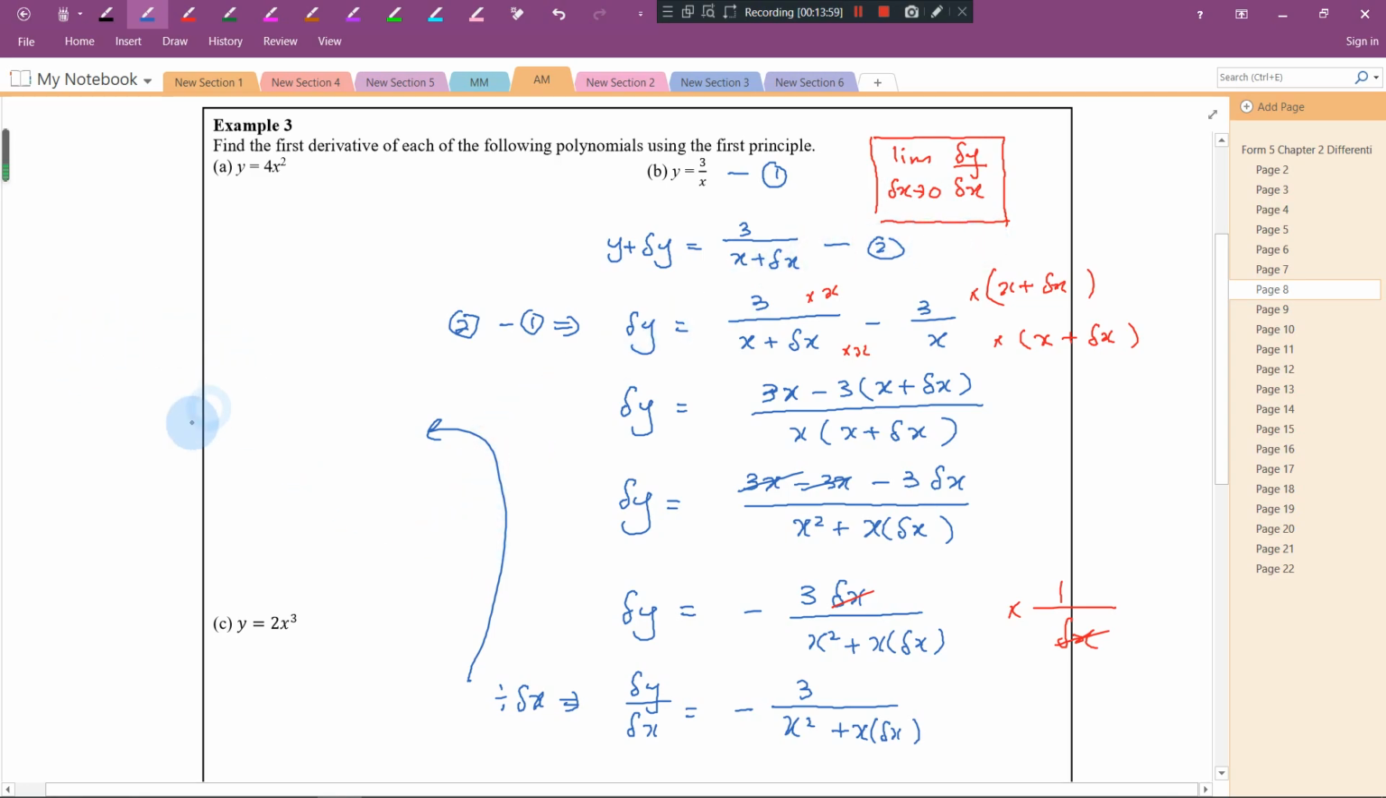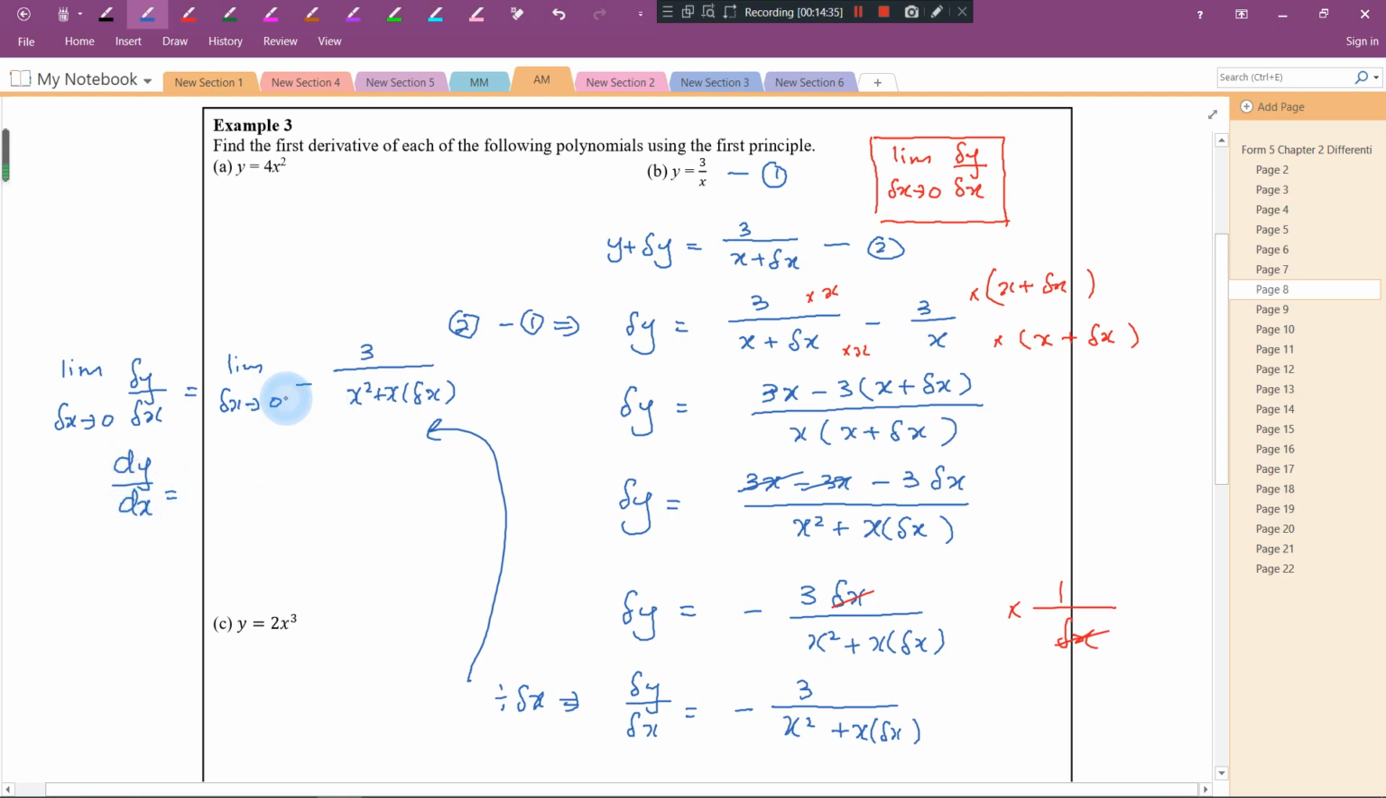Limit, okay, let me write over here. The limit of delta y over delta x as delta x approaches 0 is equal to the limit of this function, x squared plus x delta x, as delta x approaches 0. Okay, let me check again. Okay, correct. So still remember, we do not write it this way, we just change this to become dy by dx.